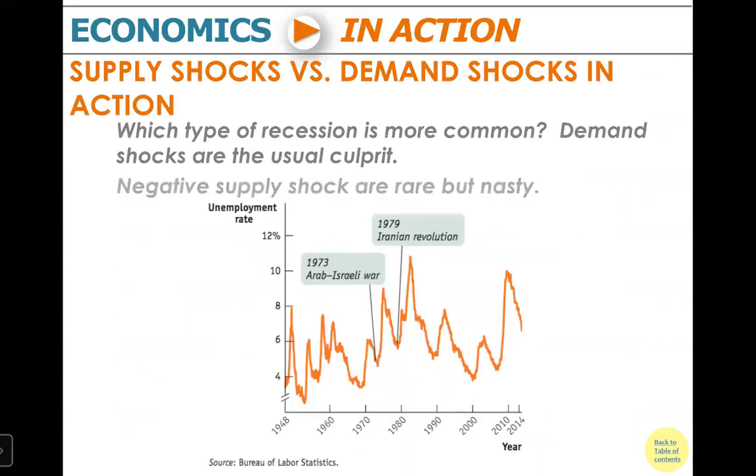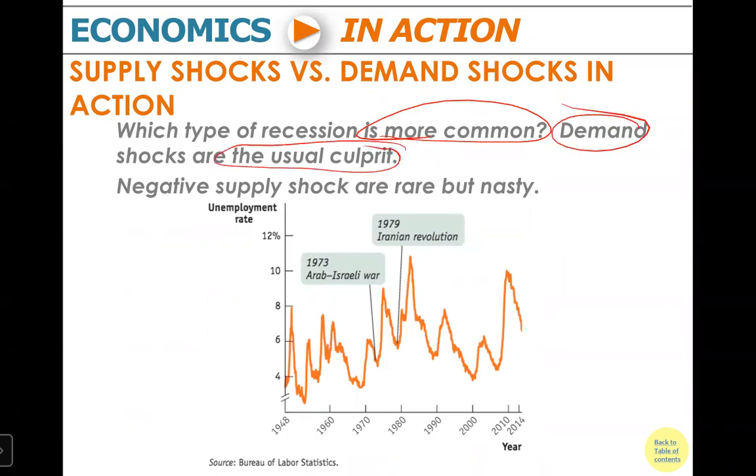Here, which type of recession is more common? Based on the table and by looking at the data, we find demand shocks are the usual culprit, meaning usually the fluctuation is caused by demand shock. Negative supply shocks are rare, but once we get one, they can be very nasty.